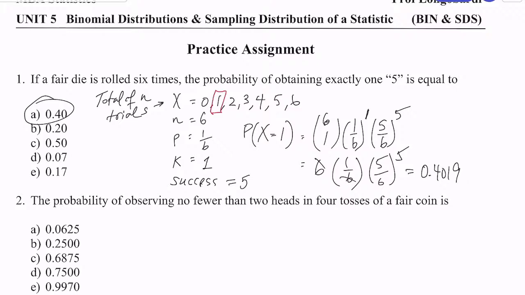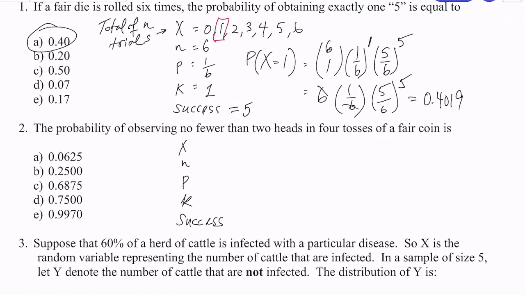Okay, let's work on the next one. Again, let's identify if it's binomial, right? X and P, K, and success. So tell me what you know here. This one's easier because we've already dealt with this one.